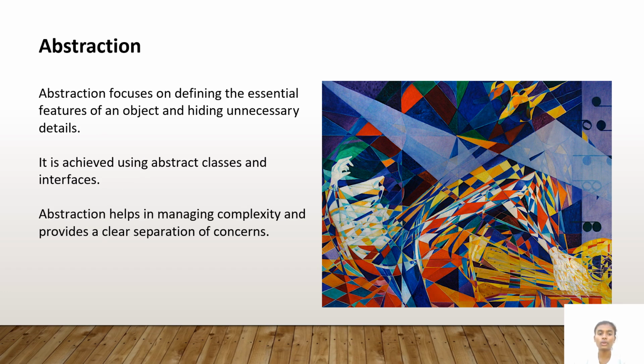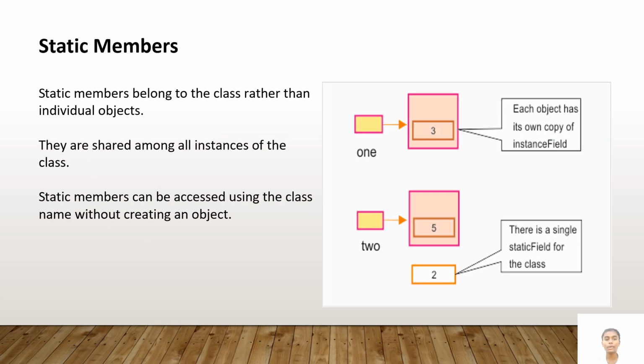Abstraction. Abstraction focuses on defining the essential features of an object and hiding unnecessary details. It is achieved using abstract classes and interfaces. Abstraction helps in managing complexity and provides a clear separation of concerns. Static members. Static members belong to the class rather than individual objects. They are shared among all instances of the class. Static members can be accessed using the class name without creating an object.